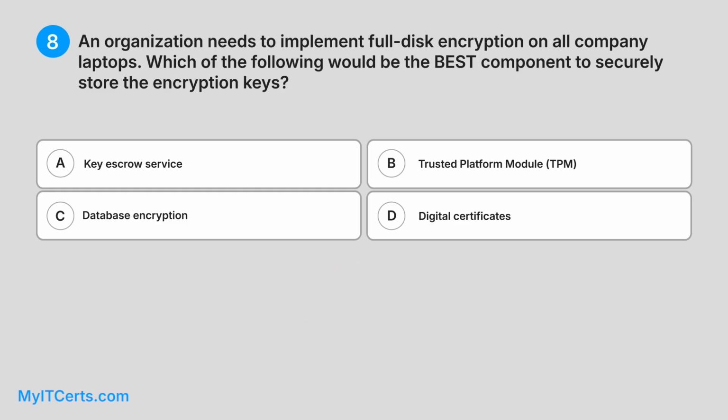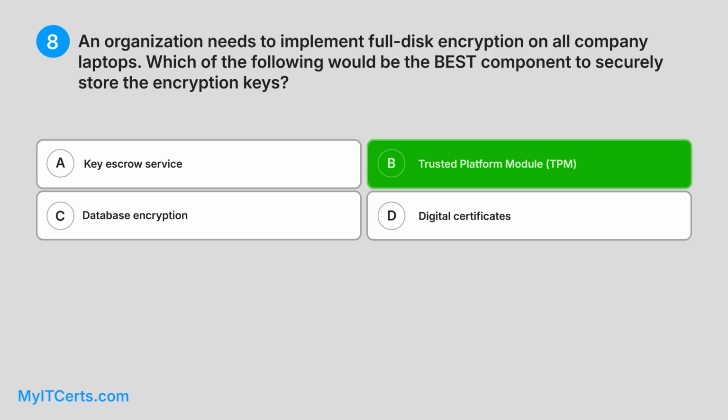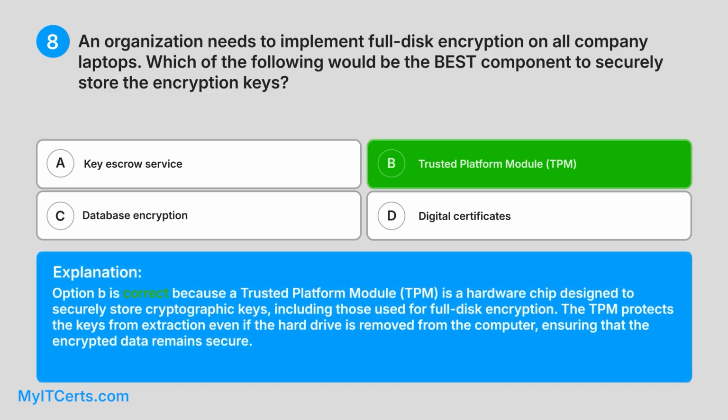Correct answer. B. Trusted platform module, TPM. Explanation. Option B is correct because a trusted platform module, TPM, is a hardware chip designed to securely store cryptographic keys, including those used for full disk encryption. The TPM protects the keys from extraction even if the hard drive is removed from the computer, ensuring that the encrypted data remains secure.